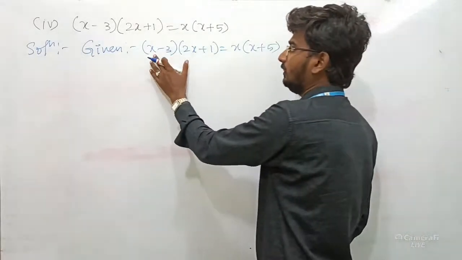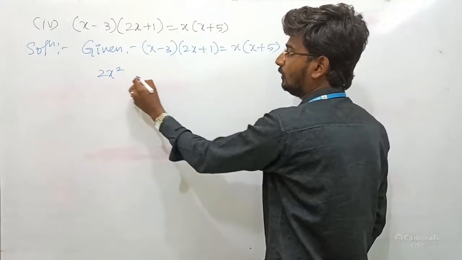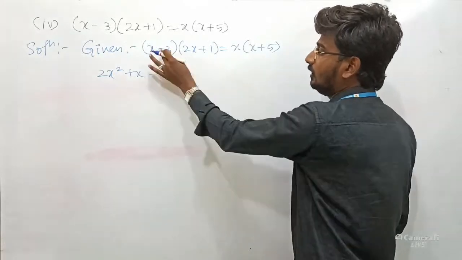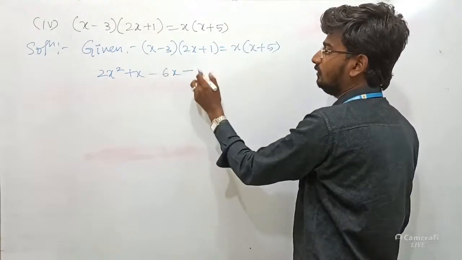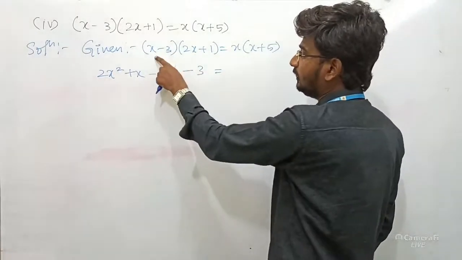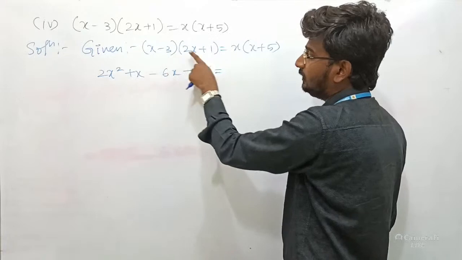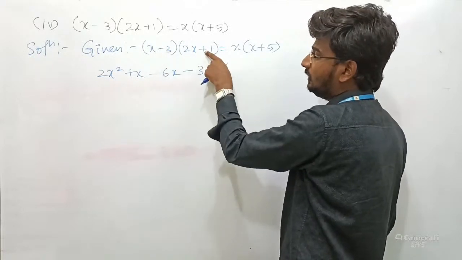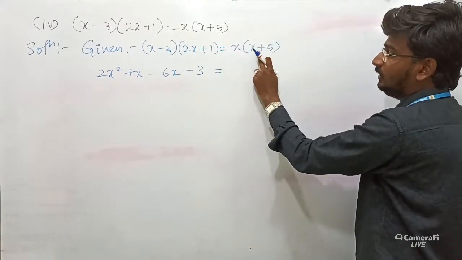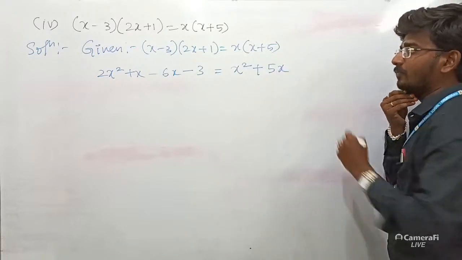Now multiply the bracket terms. x into 2x will become 2x square. x into 1 plus x, minus 3 into 2x, minus 6x, minus 3 into plus 1 will become minus 3, is equal to x into x square plus x into 5 will become 5x. Once again, if you got confused: x into 2x is 2x square, x into plus 1 is plus x, minus 3 into 2x is minus 6x, minus 3 into plus 1 is minus 3.